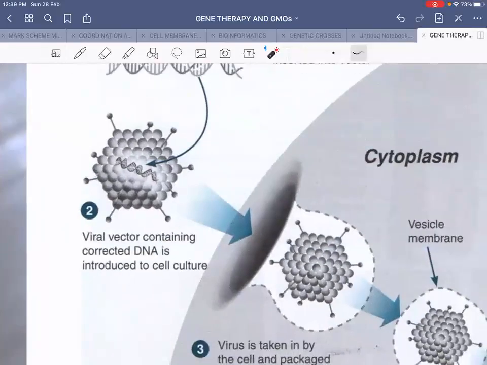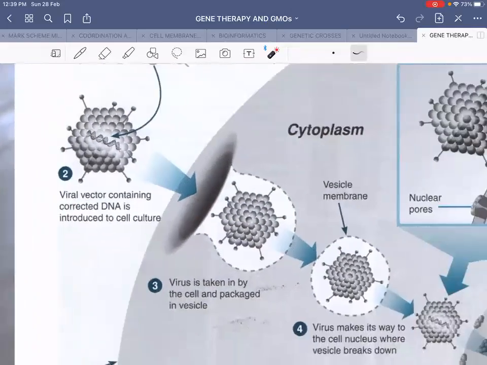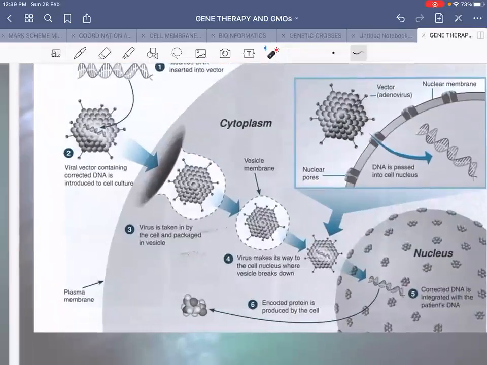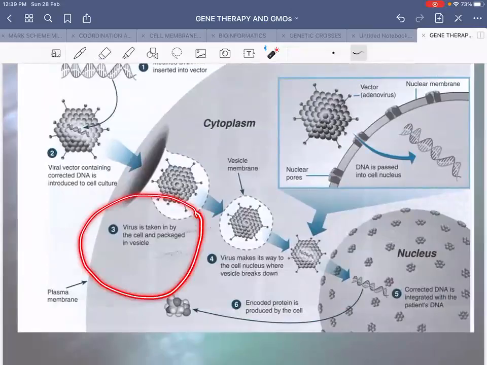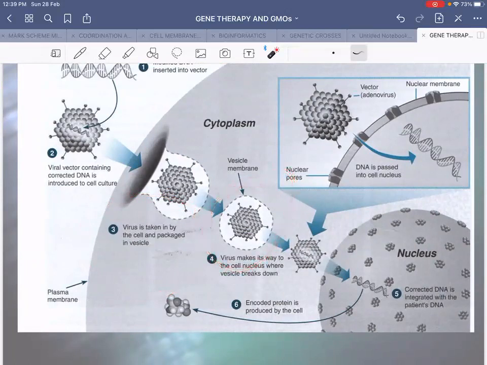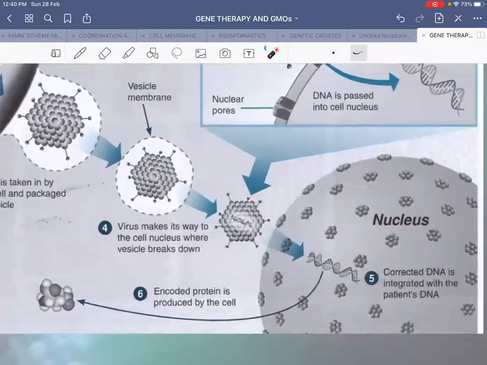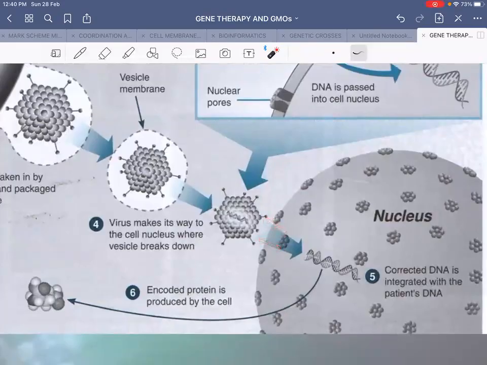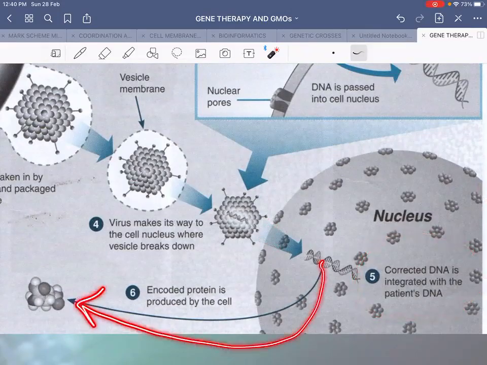Now this viral vector containing DNA is inserted into a cell culture. Cell के अंदर इसको दाखिल कर दिया, and you can see that the virus is taken in by the cell and packaged into a vesicle, right? This is your vesicle membrane. The virus makes its way to the cell nucleus. सारे cell की nucleus के अंदर ही जाएगा ना, where the vesicle breaks down. Number 5 is that, see, it's making its way into the cell nucleus. Through the nuclear pore it will enter, and now the corrected DNA is integrated with the patient's own DNA, right? And then finally the encoded protein is produced by the cell.